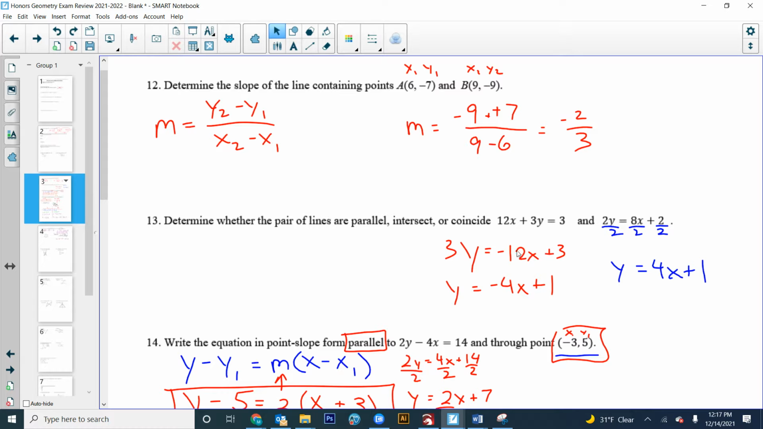All right. Number 12, slope. Just find the slope. Y2 minus y1 over x2 minus x1. If you don't know that formula, I'd write it down and study it.